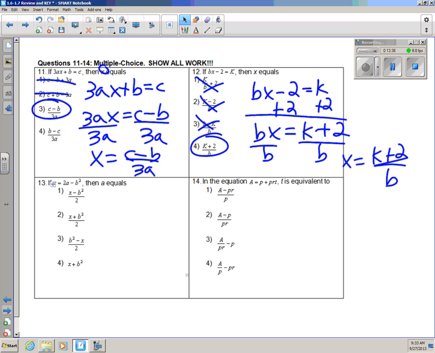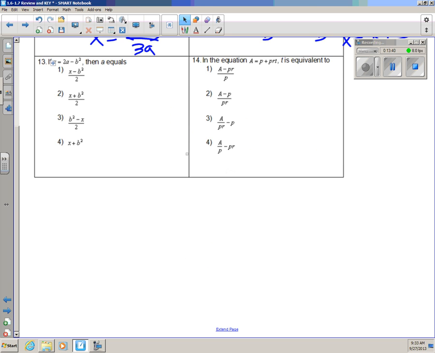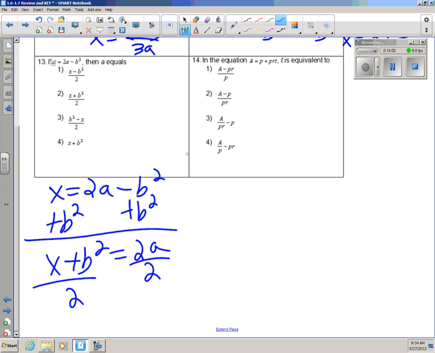Let's try this next one. And let me raise this up a little bit. What does a equal? What's the equation? Looks like it's cut off here. So we've got x equals 2a minus b squared. Let's get the b squared from the right to the left. X plus b squared equals 2a. Get rid of the 2. A equals x plus b squared divided by 2. No. Yes.